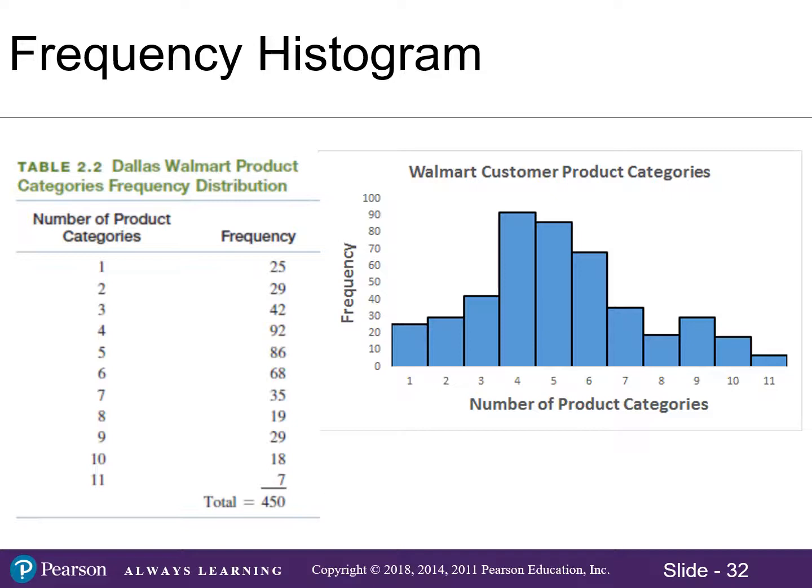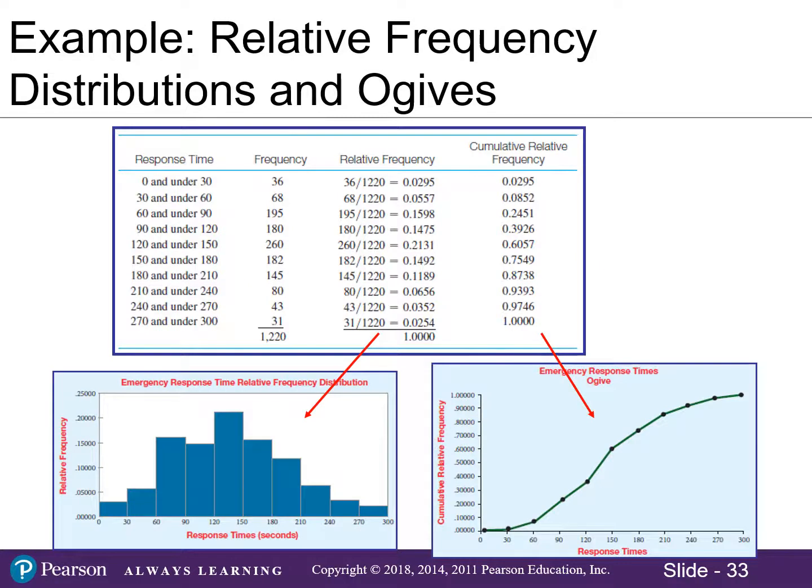Here's the Walmart one again. Here's where I want to get to. Ogives. So using the data, where is this from? It's emergency response times. So these are a bunch of emergency response calls. I believe there were something like over 1,000 of them. I can just cheat and look right there.